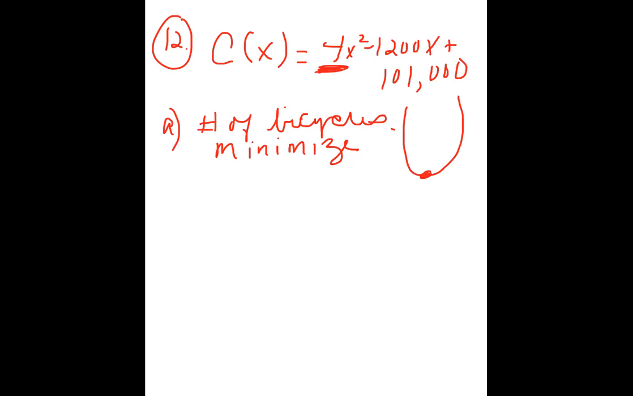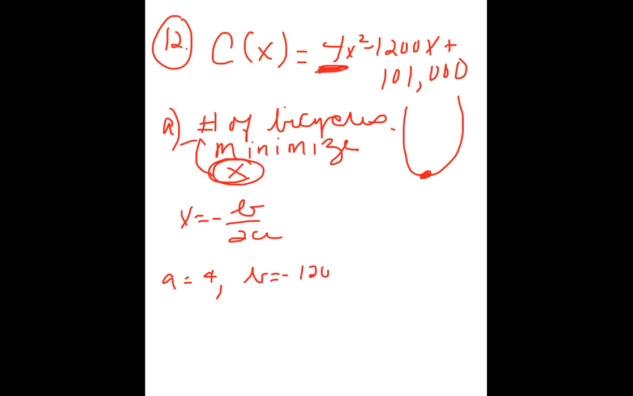So in other words, guys, they want us to find x. X represents the number of bicycles to minimize the cost. So how do we find x? Because the formula is given to us in the general form, we're going to use x equals the opposite of b over 2 times a. Now in this formula, a is 4, b, be careful with that, is negative 1200. Be careful.